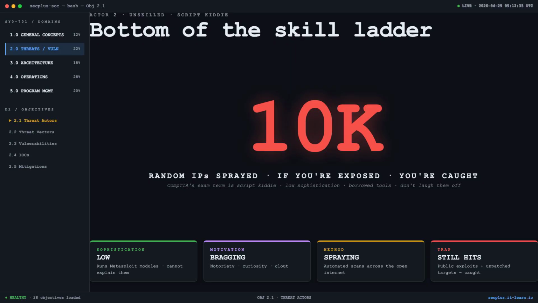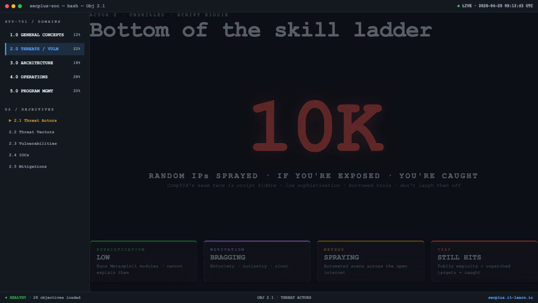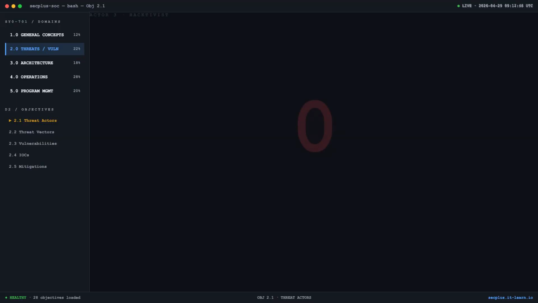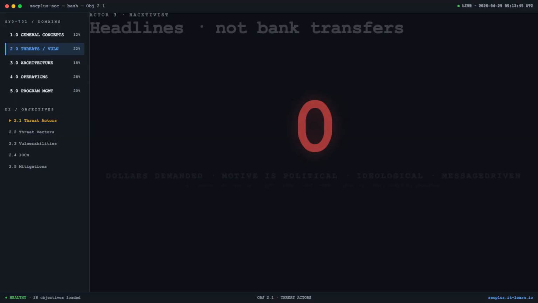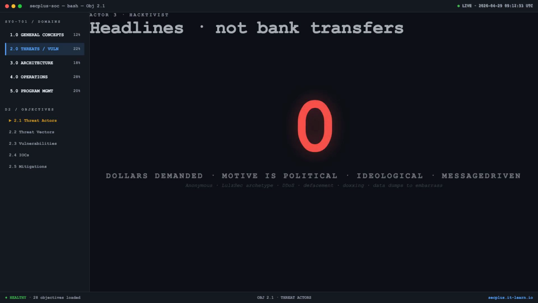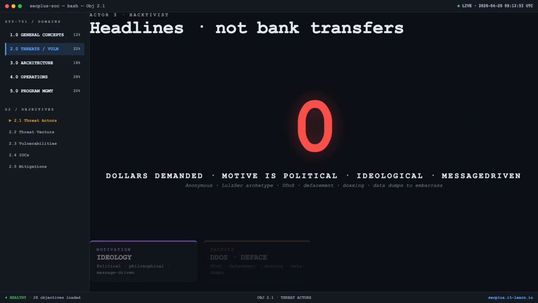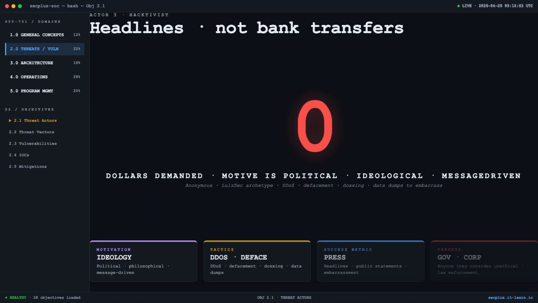Next up, hacktivists. Sophistication is low to moderate. Resources are crowdsourced. The motivation is the one that makes them different, political or ideological. They are not after money. Anonymous, LulzSec, the entire archetype. Their tactics are DDoS, website defacement, doxing, and dumping data. Success for them is measured in headlines, not bank transfers. They will leak your customer database not to sell it, but to embarrass you. Targets are governments, corporations they consider unethical, law enforcement. On the exam, if you see philosophical, political, or message-driven attacks, that is the hacktivist column.